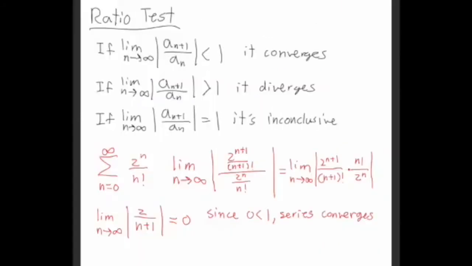So for the ratio test, if the limit as n approaches infinity of a of n plus 1 divided by a of n is less than 1, that means it converges. If it's greater than 1, it diverges. If it is equal to 1, it is inconclusive.